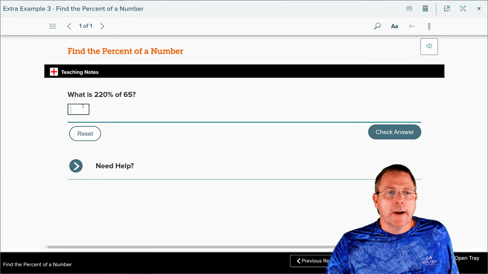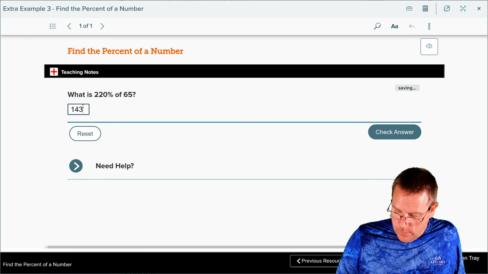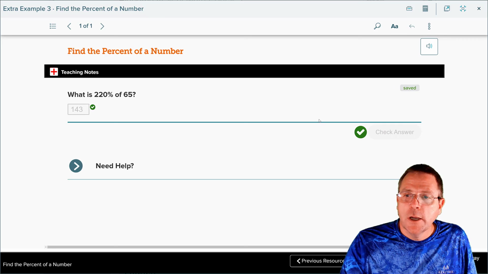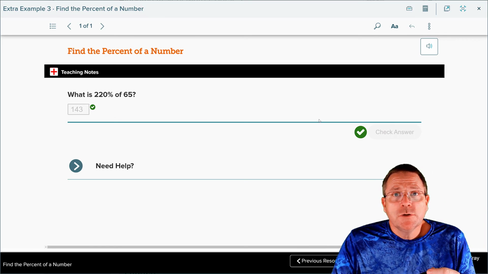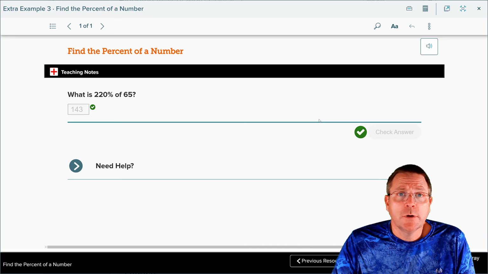Now we're going to go back to the problem. We're going to type in our 143. We're going to check it, and ding. Even though I like the equivalent ratio method better, sometimes it's not the best choice. I started that way. I realized, that's not what I needed. I changed and went to something that worked better.